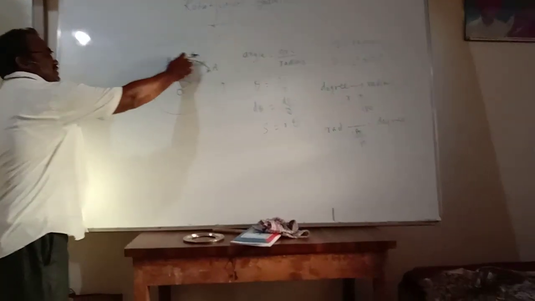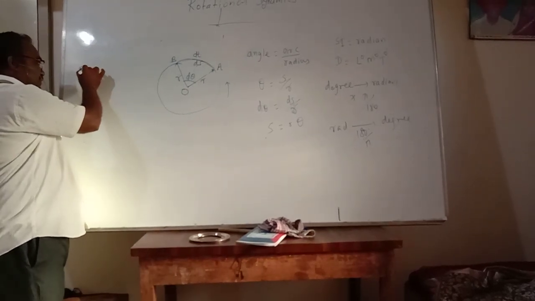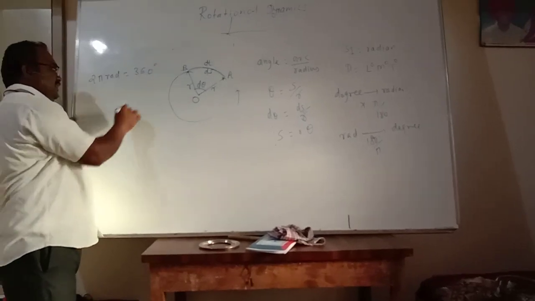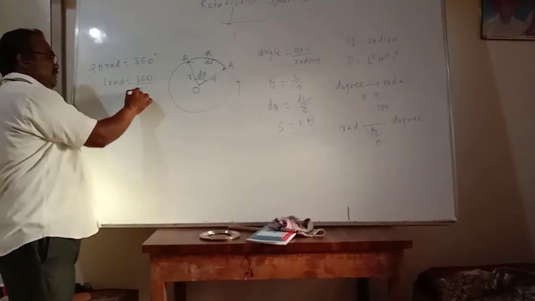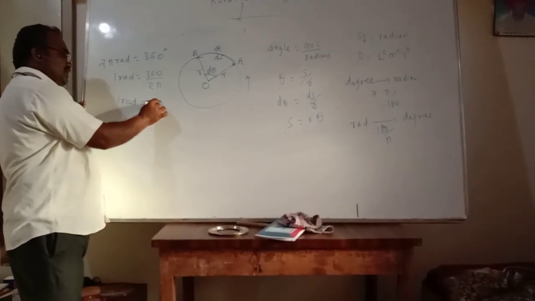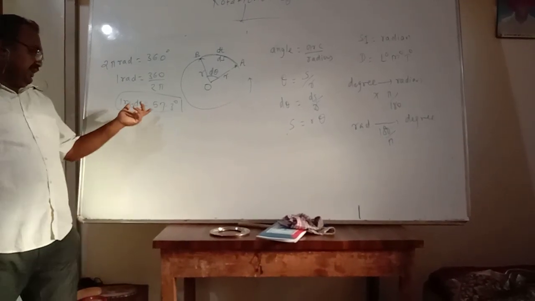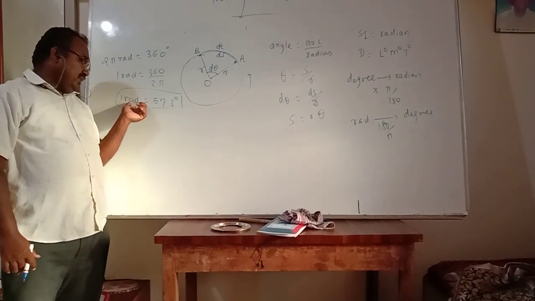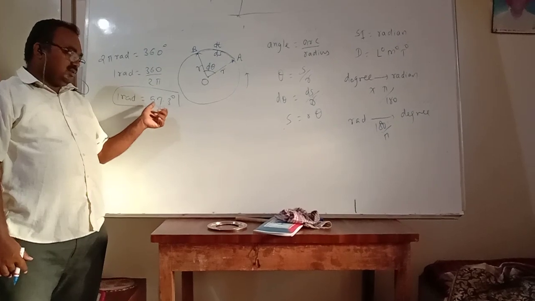Suppose a particle completes one complete rotation, then the angle subtended will be 2 pi radian, and in degrees it is 360 degrees. So 1 radian will be equal to 360 divided by 2 pi. Approximately 1 radian equal to 57.3 degrees. This question is asked in CET 3-4 times. You have to remember this direct relation, direct number: 1 radian equal to 57.3 degrees.